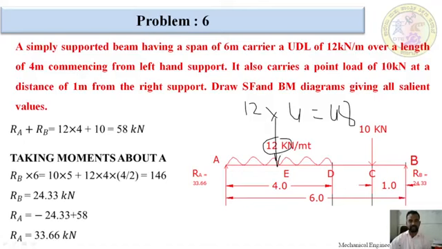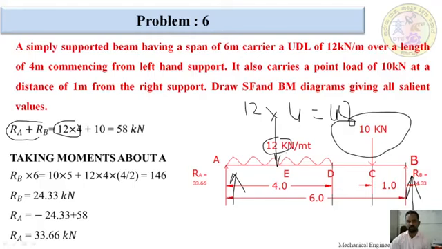Okay. Firstly, we are not considering the distances, just RA plus RB. First, we have only considered upward forces. There would be 2 upward forces. For that reason, RA plus RB is equal to downward forces, which are 12 into 4, plus this downward force 10 kN. Total is 58 kilonewton. Okay.